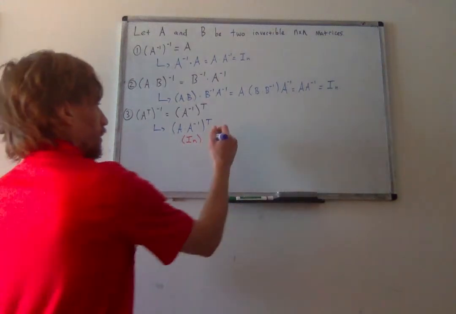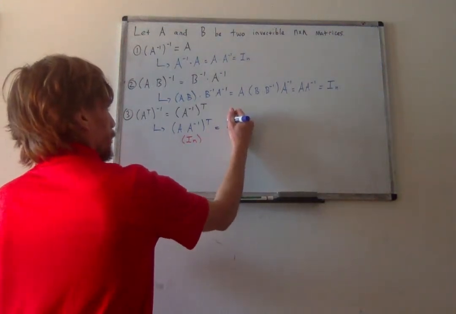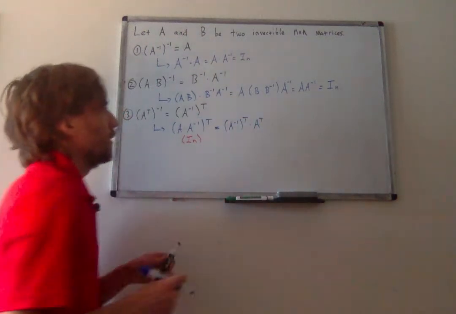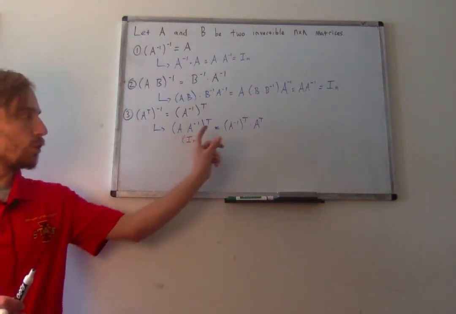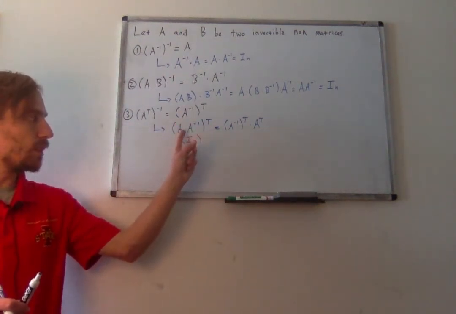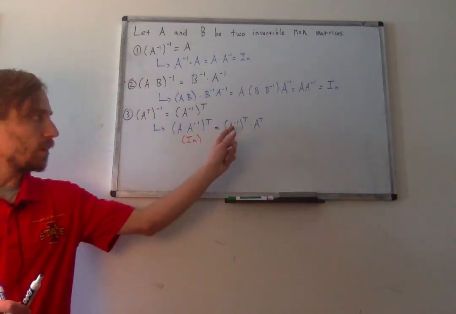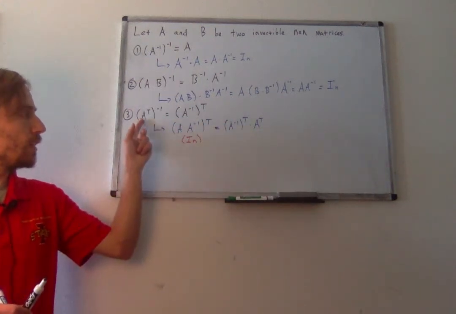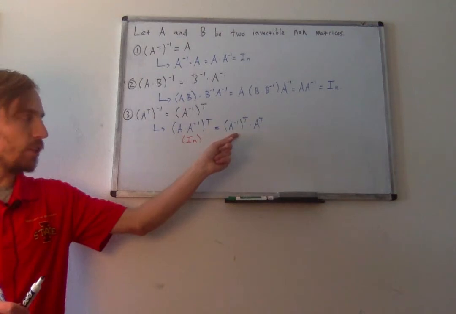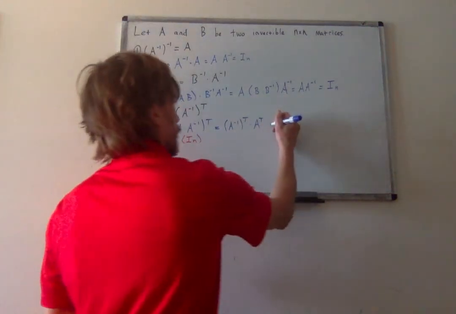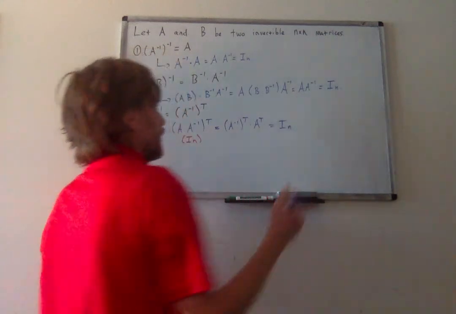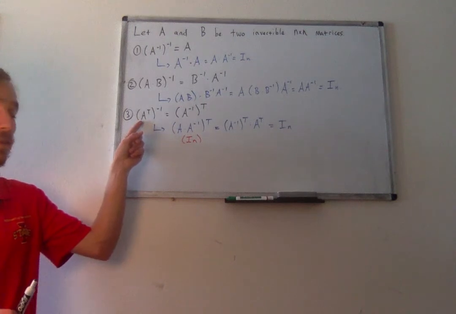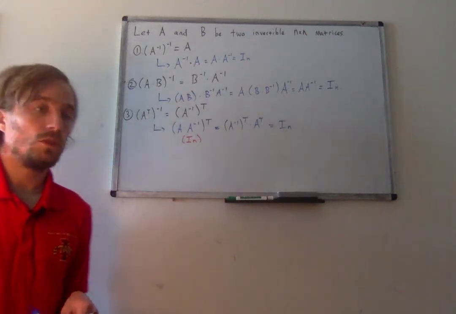Remember, the transpose works in the same way that the inverse works. So if I want to distribute this transpose, I can take it through and then just swap the order of this product. Well, if I wanted the inverse of A transpose, I've actually found it, because as we've stated, this is equal to the identity. And so this shows that the inverse of the transpose is equal to the transpose of the inverse.